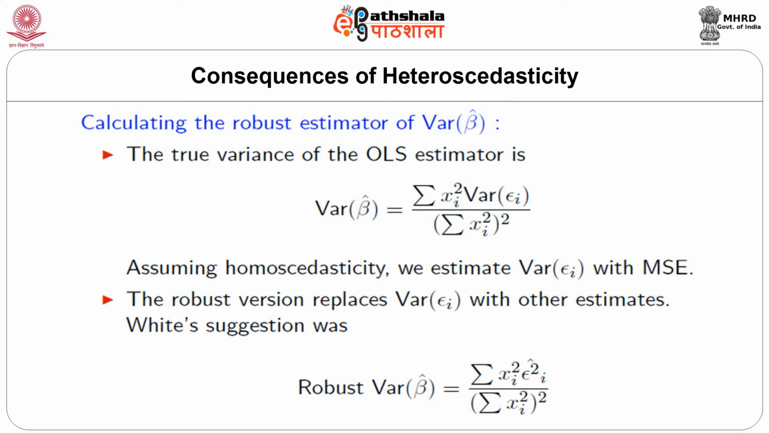But according to White, the robust version of finding variance of beta 1 hat is to replace variance of ei in the above expression with another estimate. White suggested using ei hat square in place of variance of ei, where ei hat square is the square of the estimate of error that we obtain after fitting an ordinary least square equation to the data set.